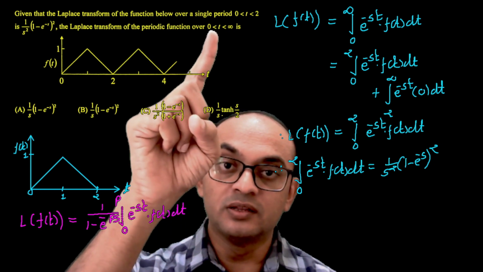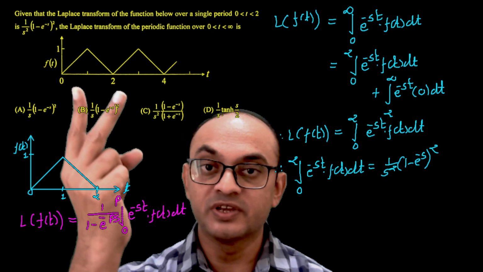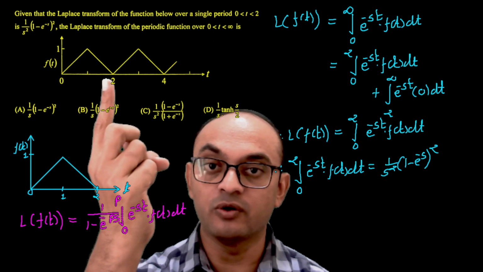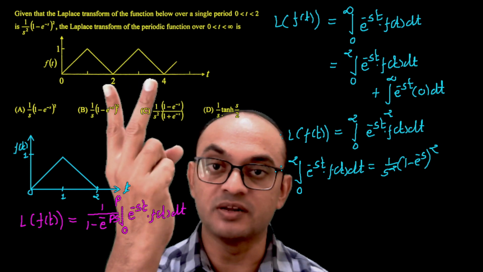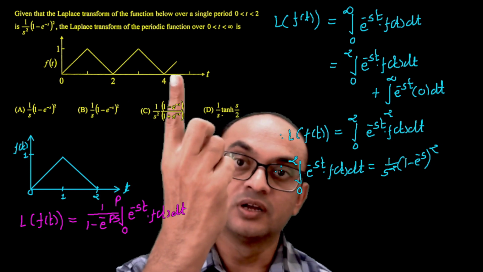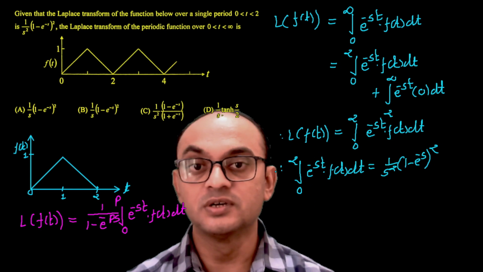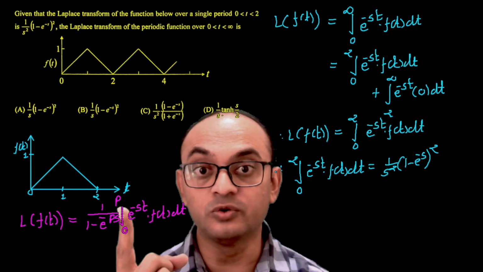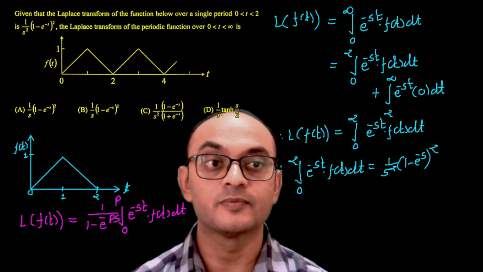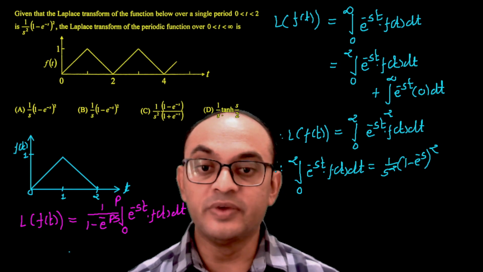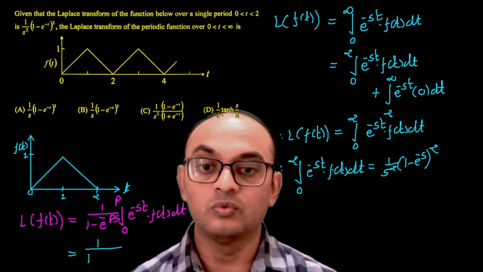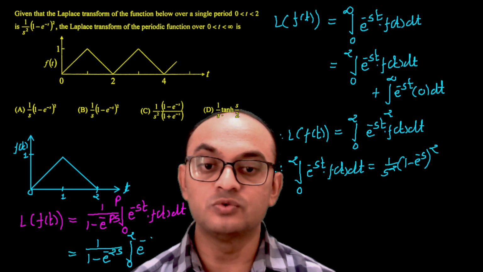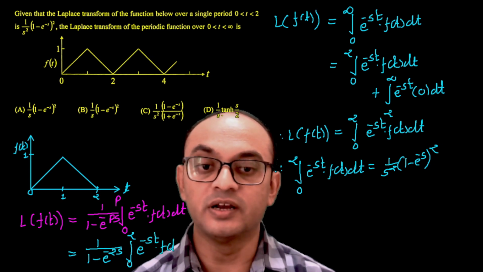We have given the periodic function of period 2. See, this portion defined on a 2 length interval, the same portion is repeated from 2 to 4, and the same portion is going to repeat from 4 to 6. So this is the periodic function of period 2. So if I substitute the value p equal to 2 here, then this will become 1/(1 − e^(−2s)) times the integral over 0 to 2 of e^(−st) f(t) dt.